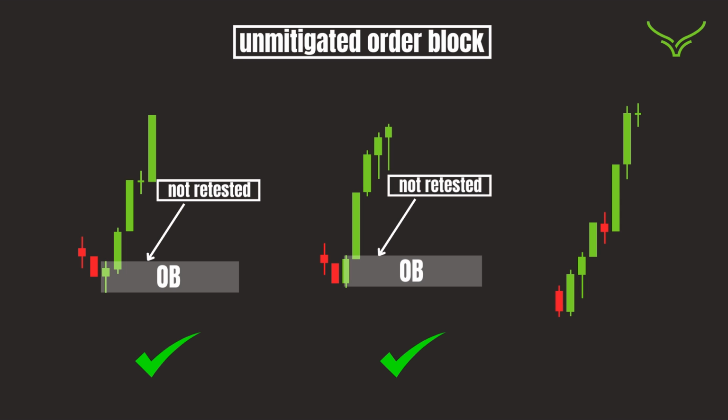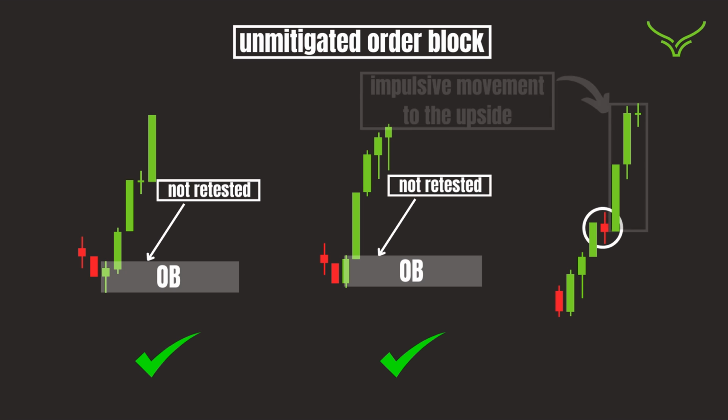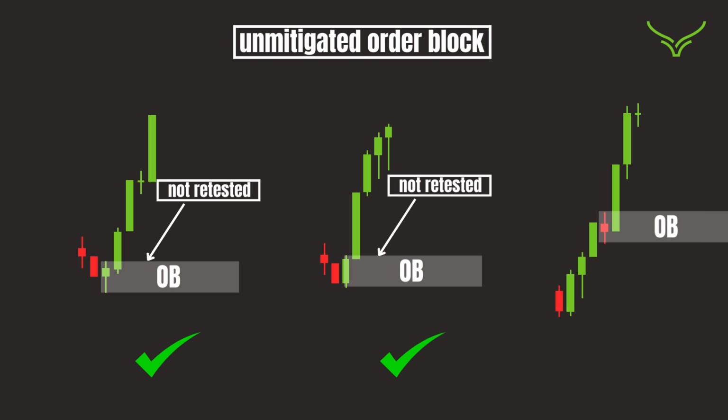Going up a bit we can see that we have another opposing candle before this sudden gust of upward movement, making this candle our order block. Upon close inspection we can see that this candle was not retested by the wicks of the subsequent candles, rendering it unmitigated and valid.